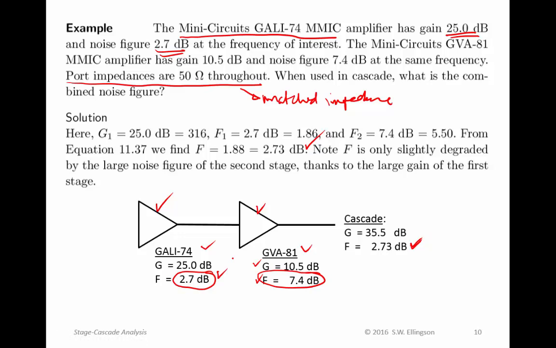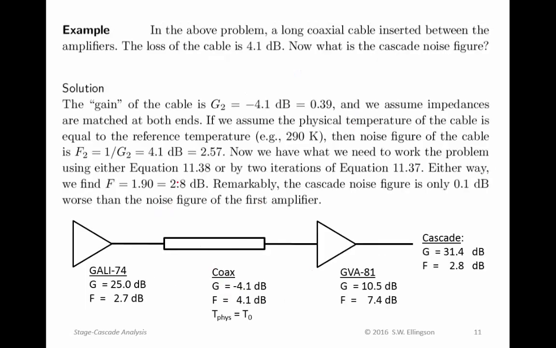And the reason is because the gain of that first stage is very large. And so that very large gain kind of locks in the signal to noise ratio at the input of that first stage. Here's another example problem, something that's not uncommon to see in practical engineering problems.